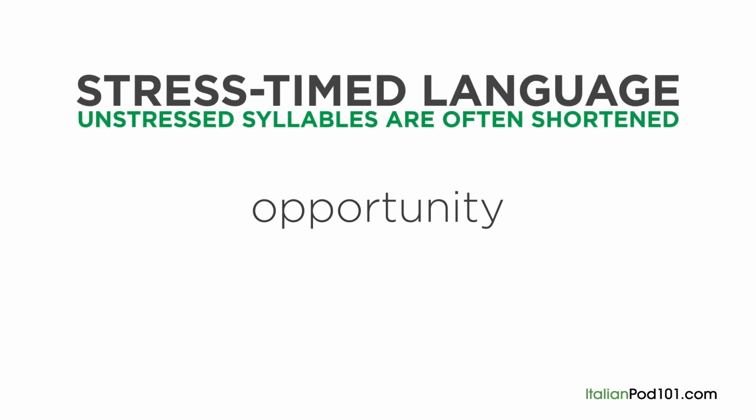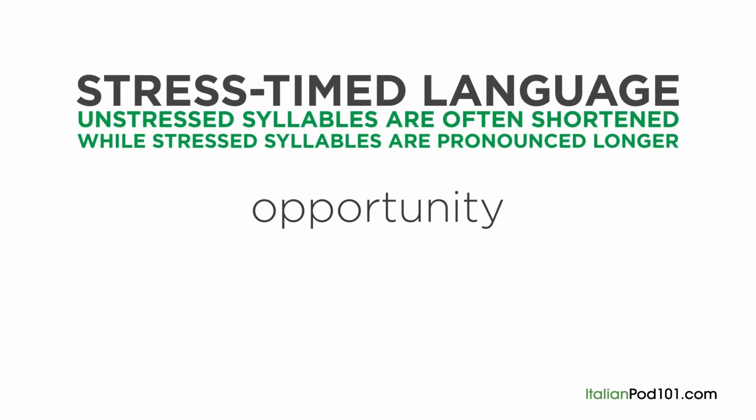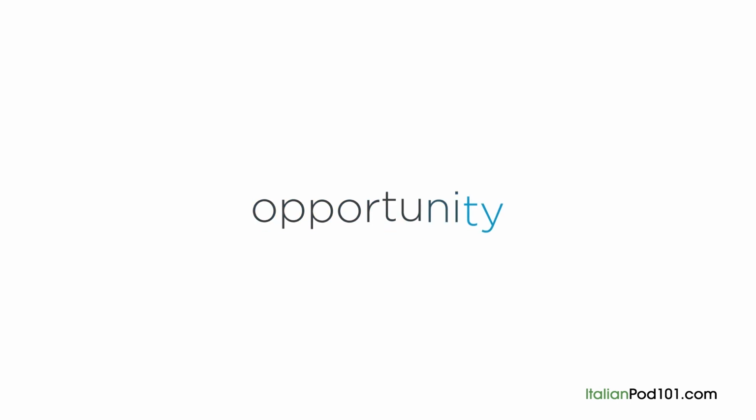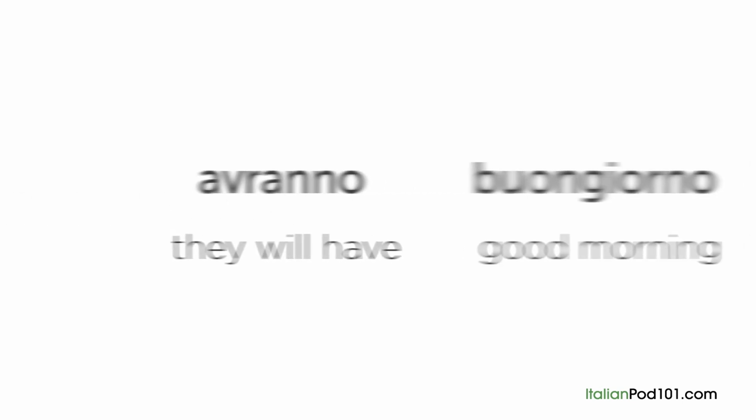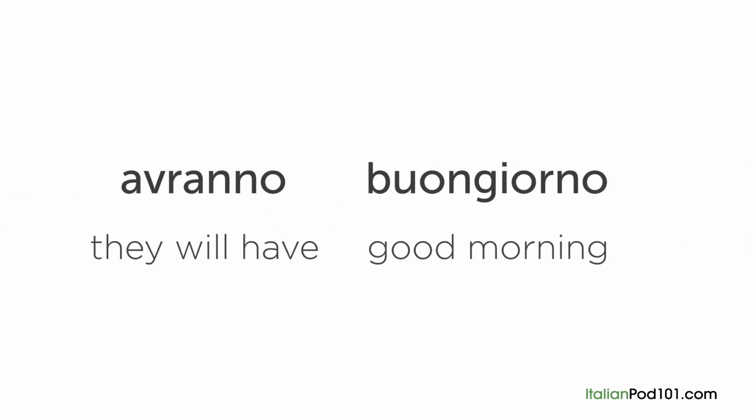Unstressed syllables are often shortened, while stressed syllables are pronounced longer. Opportunity. The stressed syllable to in opportunity is pronounced longer than all the other syllables. Listen to it again. Opportunity. Compare this once again to the syllables in Italian. Avranno. Even though Italian is not a stress-timed language, individual words still have primary stress.